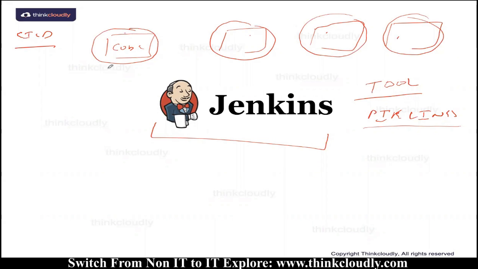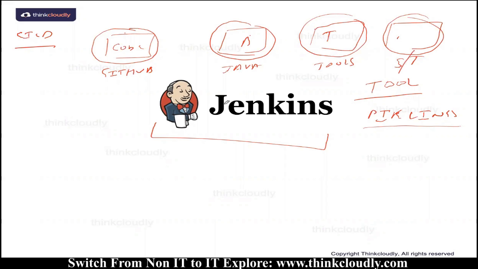So let's say code is GitHub, where the code is being kept. GitHub is the code repository where you are keeping the code. For build, you might be using, let's say, Java build or maybe other software to build the code. For testing, you are using different tools. And for deployment, you are using different scripts or different tools.